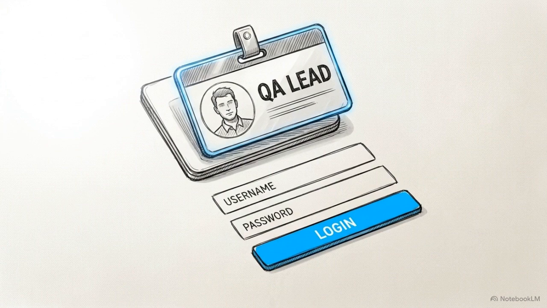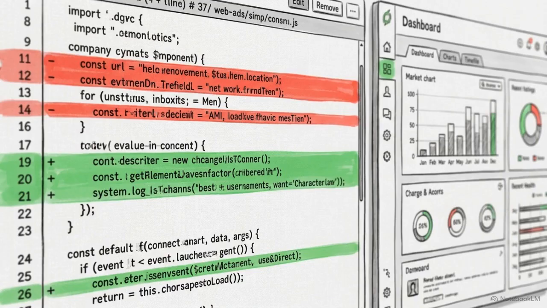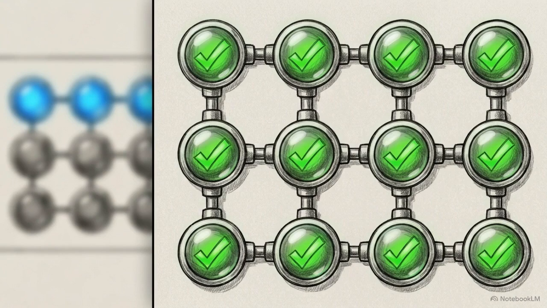Switching roles, we log back into the IronMind web dashboard as a QA lead and navigate to the AI governance queue to locate your pending dev run. This split-screen dashboard gives the QA lead a clear view of the work. The left side shows the syntax-highlighted code diff, directly contrasting with the right panel containing the 12 collected evidence checks.